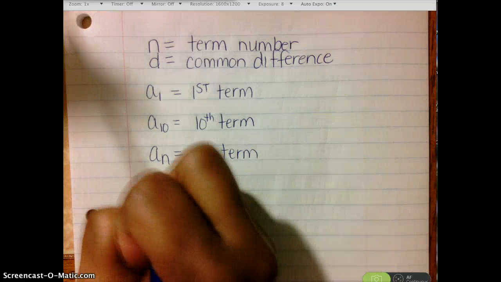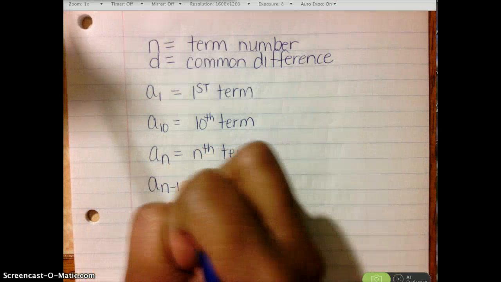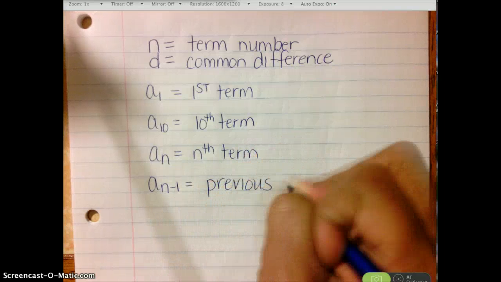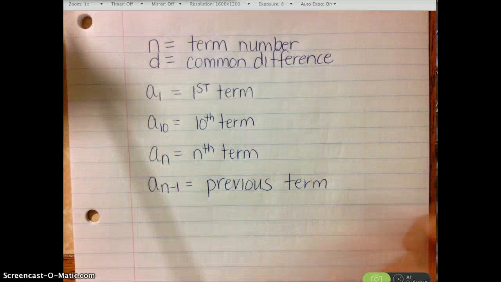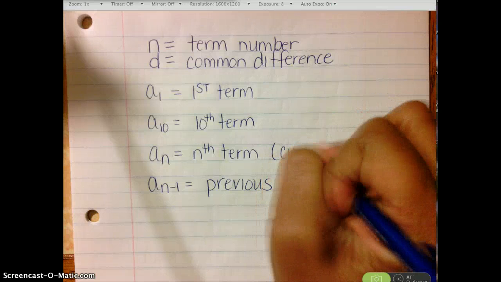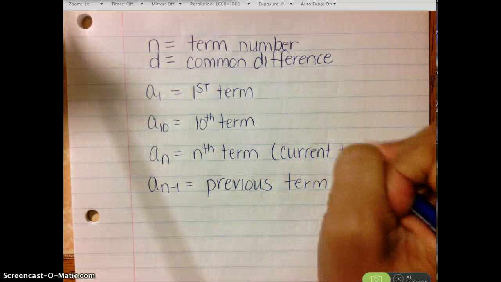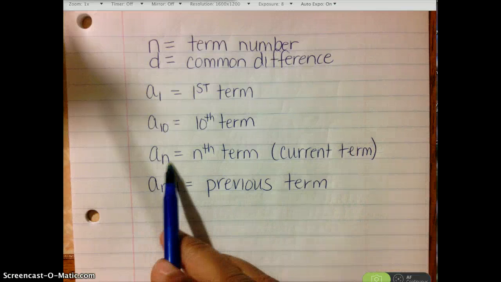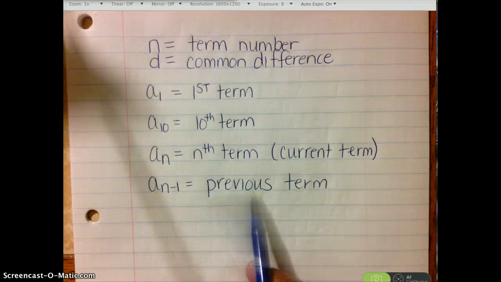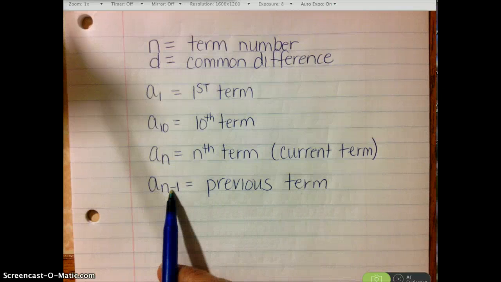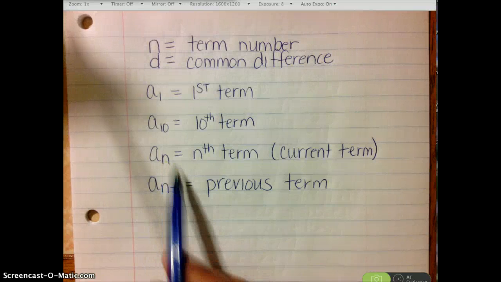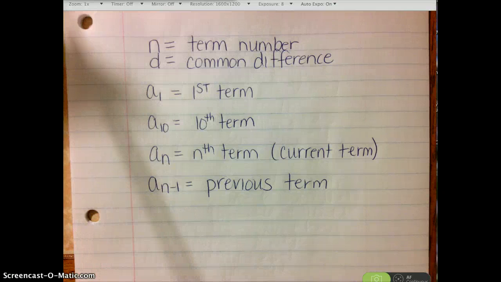a sub n minus 1 equals the previous term. Now, I've referred to this nth term as being the current term because that's the one that we're talking about. So a sub n is the current term, and a sub n minus 1 means the previous term. Previous because minus 1 takes us back 1. So if a sub n is the current term and I subtract 1 from it, I'm going to the previous term.